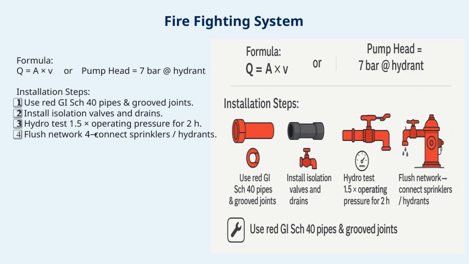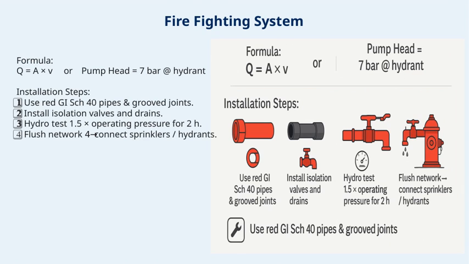When it comes to installation, we start by using red GI 40 pipes with grooved joints, which are reliable and easy to assemble. Next, we install isolation valves and drains at strategic points. This allows us to control the flow and perform maintenance when needed. After the piping is in place, a hydro test is essential, usually at 1.5 times the operating pressure for about 2 hours, to ensure there are no leaks or weaknesses.